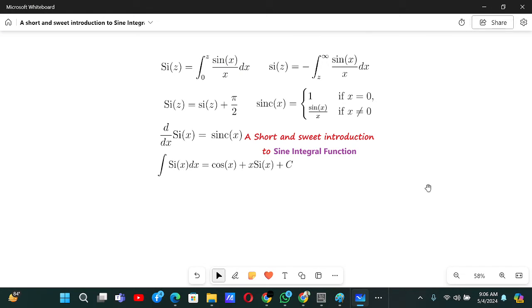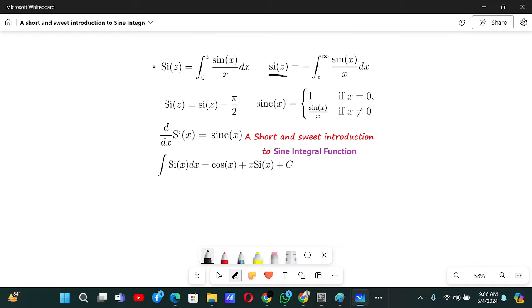A sweet and short introduction to the sine integral function. In this video, we will talk about some definitions of the sine integral function and an alternative sine integral function, their derivatives, their integrals, one new sinc function, and the relation between capital Si and small si function. So let's begin.